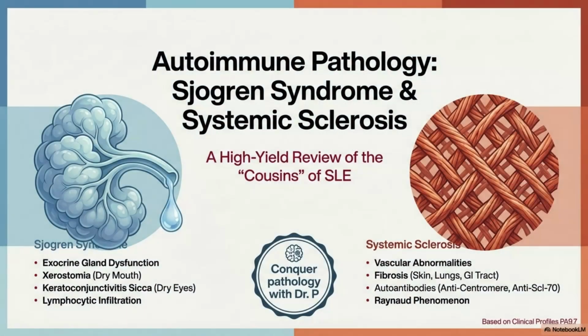So we have conquered lupus, the prototype. Now we need to talk about the family. Now we are profiling the autoimmune cousins of SLE. We are looking at 2 distinct pathologies, Sjogren syndrome and systemic sclerosis. From dry eyes to hardened skin, let's break down the mechanics.